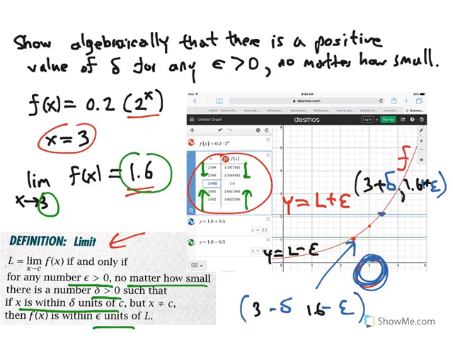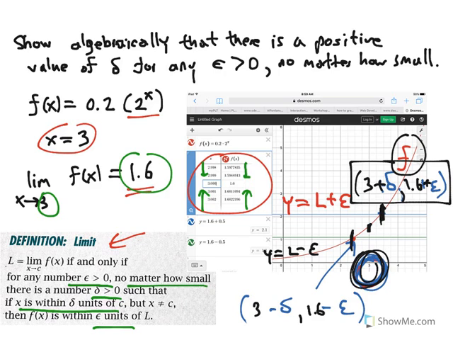But the question then becomes, which of these 2 points should you choose? You should choose the one that is closer to C. And because of the way the graph of f is, the point on the right is actually closer to C than the point on the left. And so you want to use this set of coordinates when you're substituting for x and y in this equation to solve for delta in terms of epsilon.